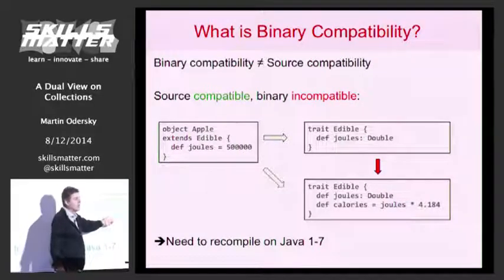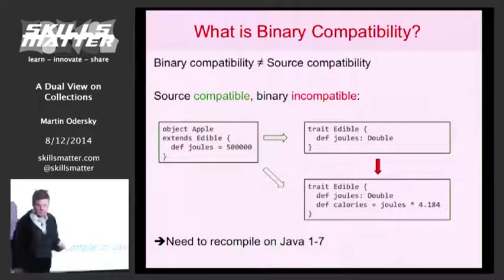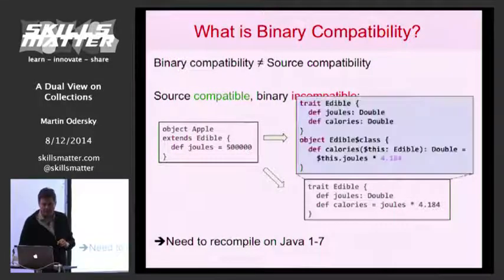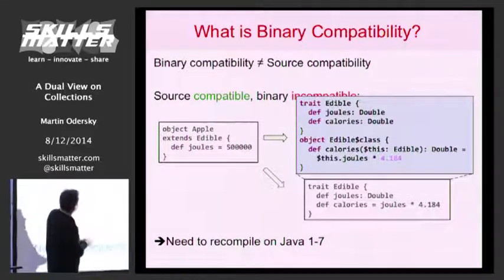It doesn't even call calories, but even if it called calories, it would compile fine. But the binary incompatibility persists. So why do we have a binary incompatibility? Let's have a look at what the compiler actually does with these traits and the client objects.